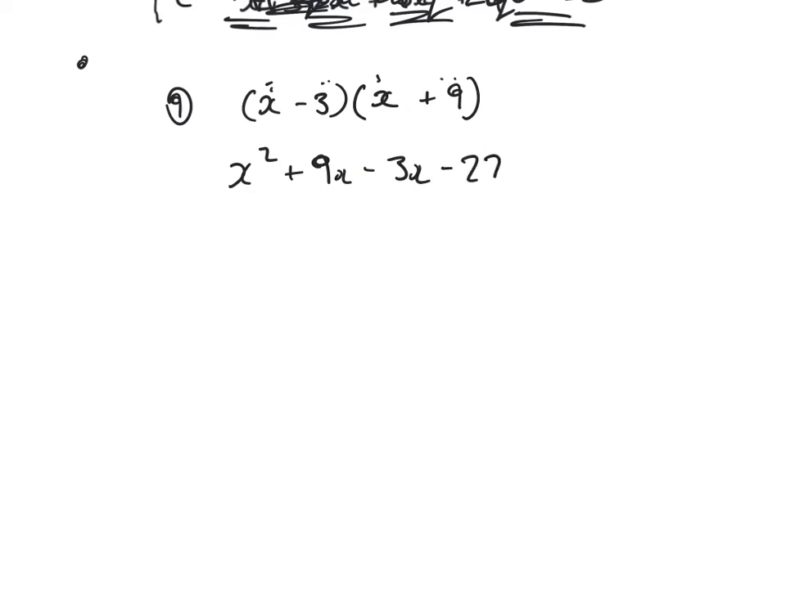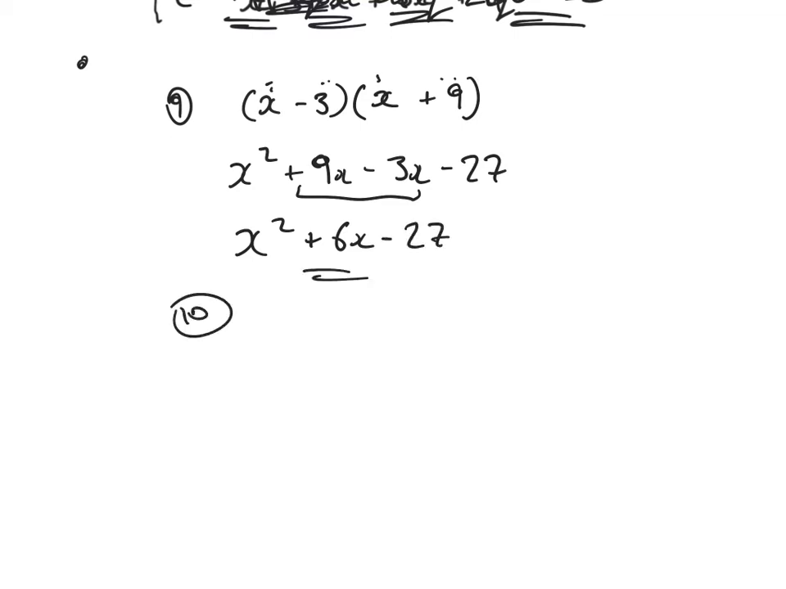Okay, example 9. (x - 3)(x + 9). First, x times x is x squared. Outside, x times 9 is 9x. Inside, minus 3 times x is minus 3x. And last, minus 3 times 9 is minus 27. Okay, so 9x minus 3x is 6x. That's x squared plus 6x minus 27.